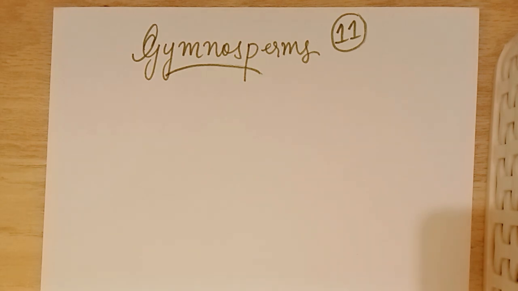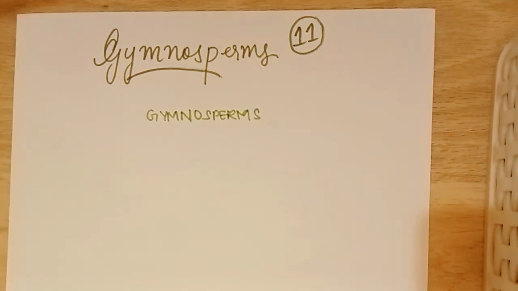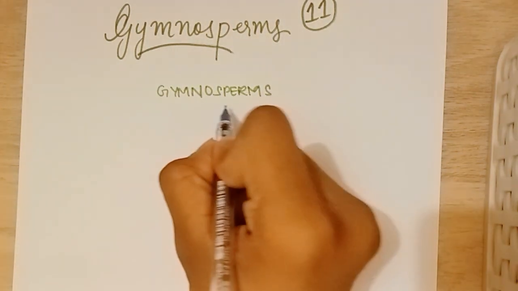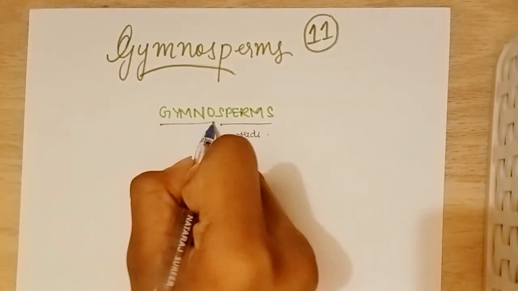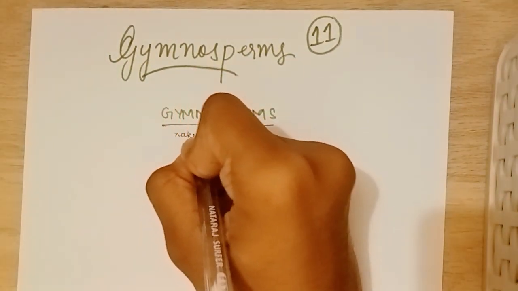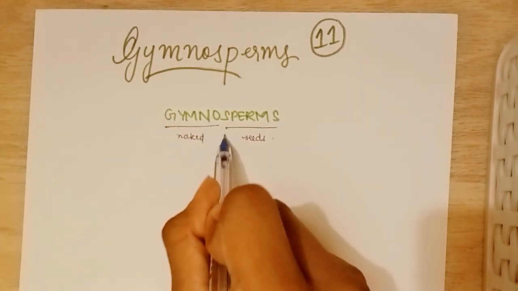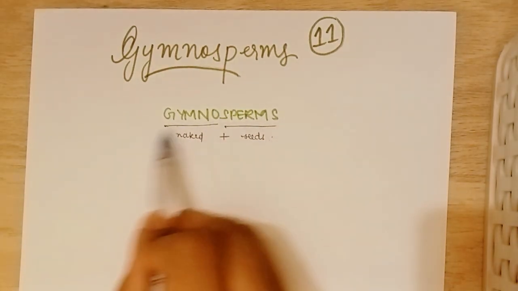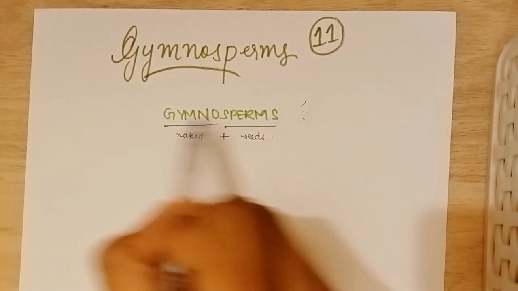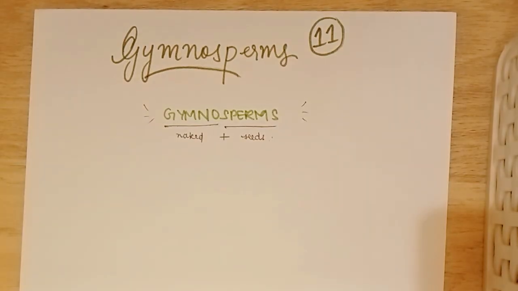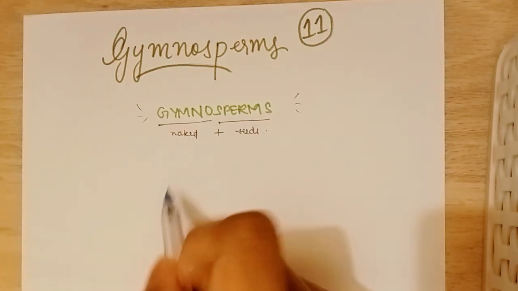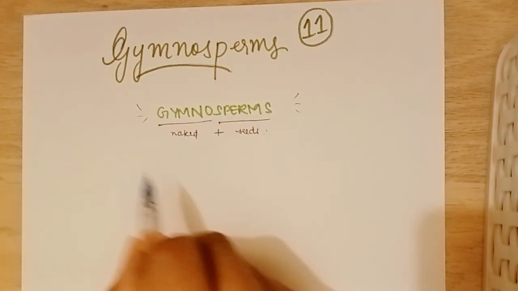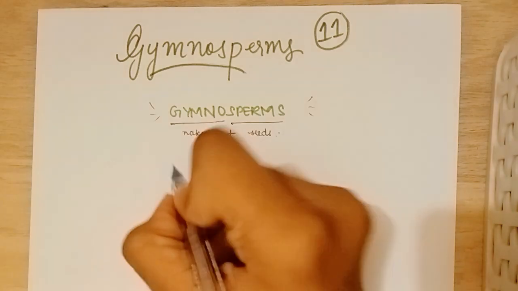from the chapter Animal Kingdom in grade 11. Starting with what is a gymnosperm. So from the word itself, sperms mean seeds and gymno means naked. So naked seeds. All the naked seeds are classified under the concept of gymnosperms. So gymnosperms are seed producing plants where the seeds are not enclosed in a fruit.